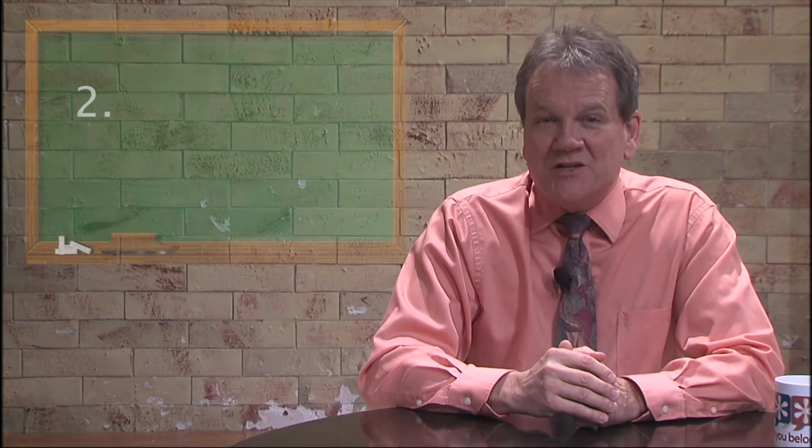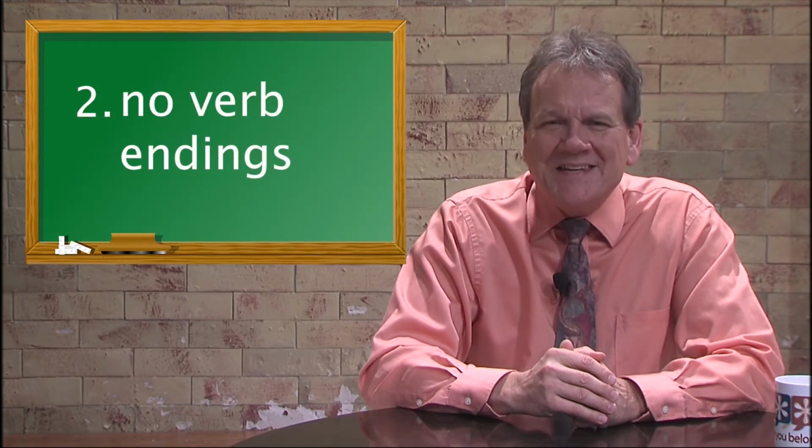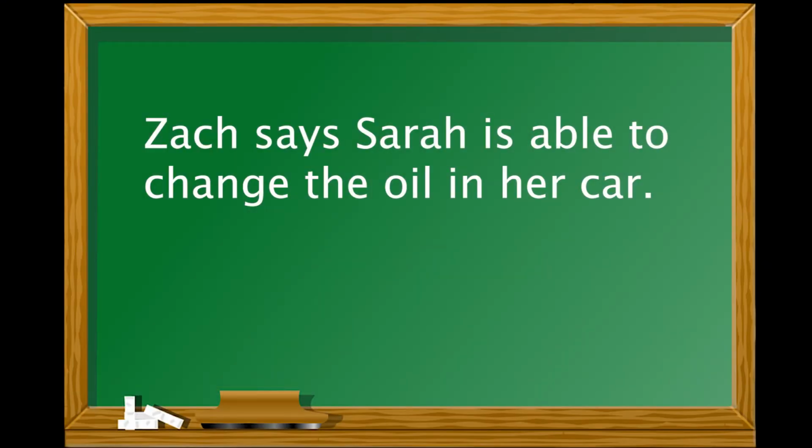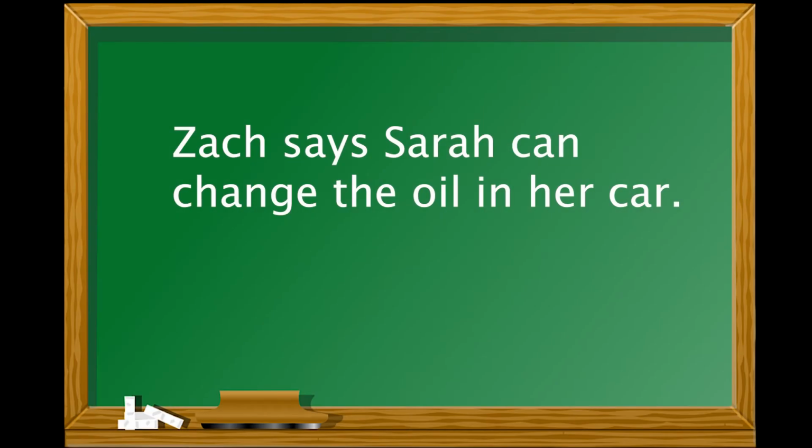Now, about the second difference, modal verbs do not take normal verb endings. For example, we say, Zach says Sarah is able to change the oil in her car. The meaning of is able is expressed by can, but it is wrong to say Zach says Sarah cans change the oil in her car. In other words, no S. Instead, we have to say, Zach says Sarah can change the oil in her car.